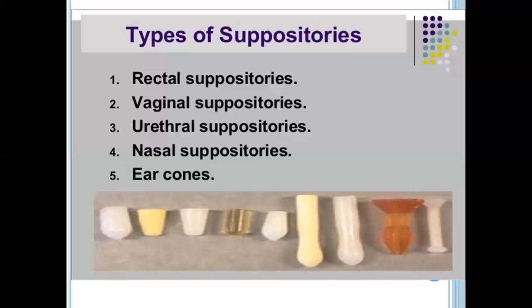Types of suppositories. Read the types of suppositories. How many types? Five types. Which? Rectal suppository, vaginal suppository, urethral suppository, nasal suppository, and ear cones.